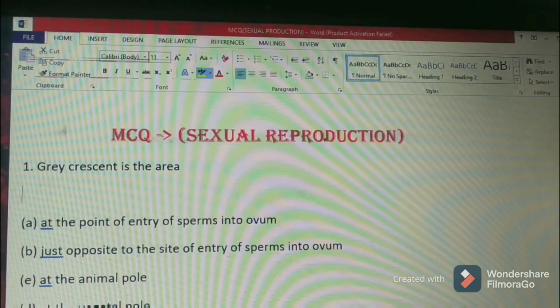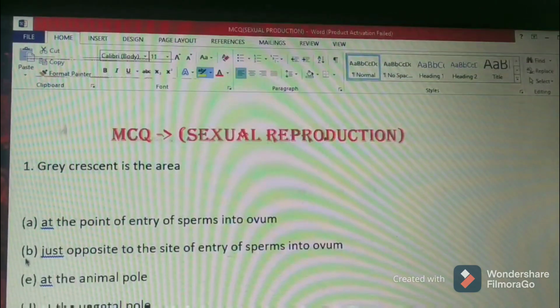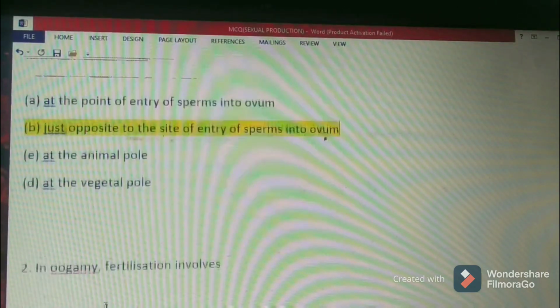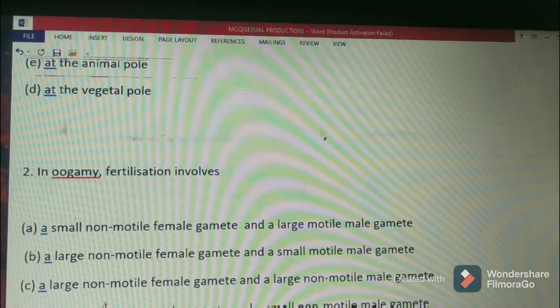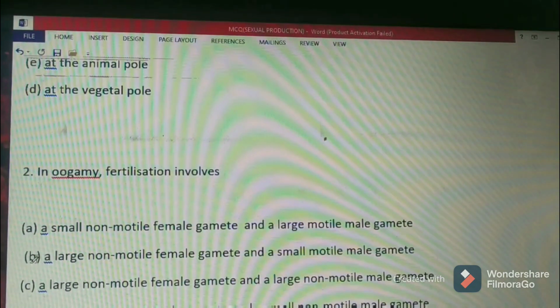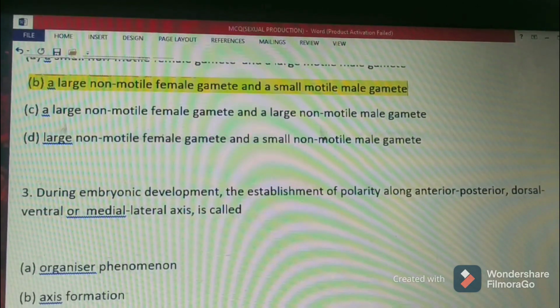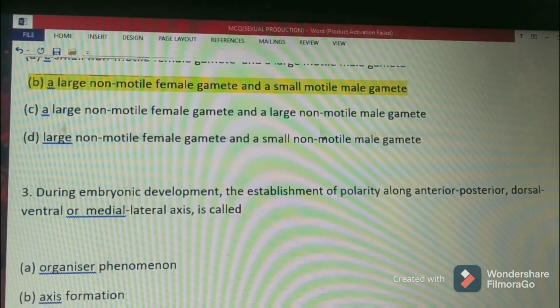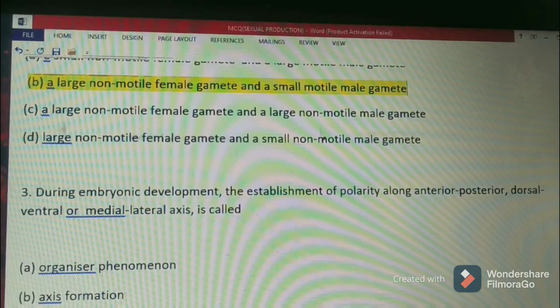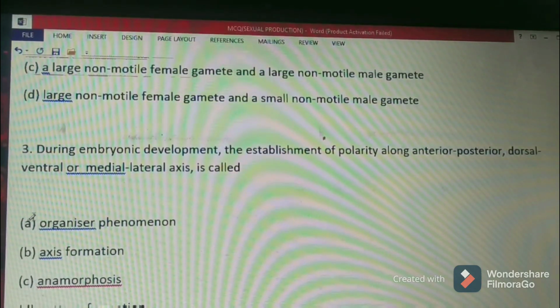Let's start. Gray crescent is the area just opposite to the site of entry of sperm into the ovum. In oogamy, fertilization involves a large non-motile female gamete and a small male gamete. During embryonic development, the stabilization of polarity along the anterior-posterior and dorsal-ventral or medial-lateral axis is called organizer phenomenon.